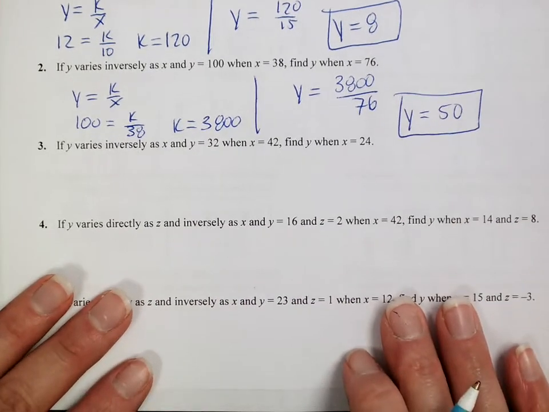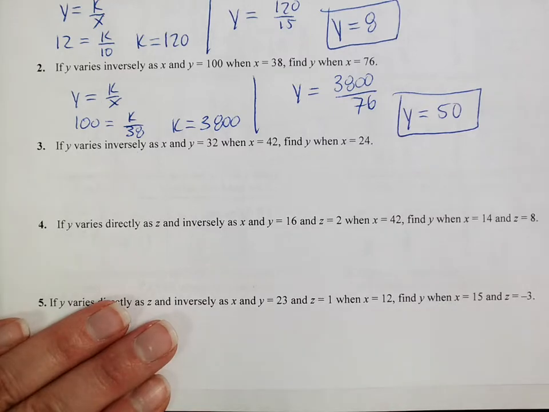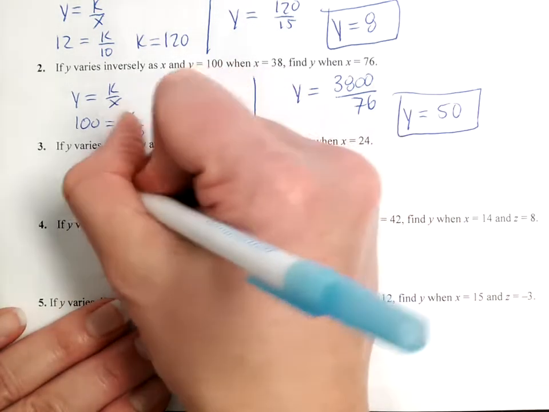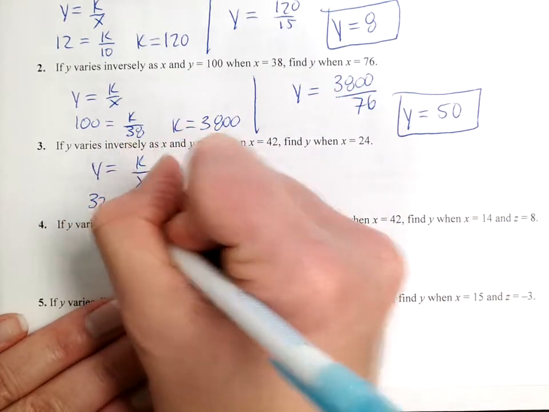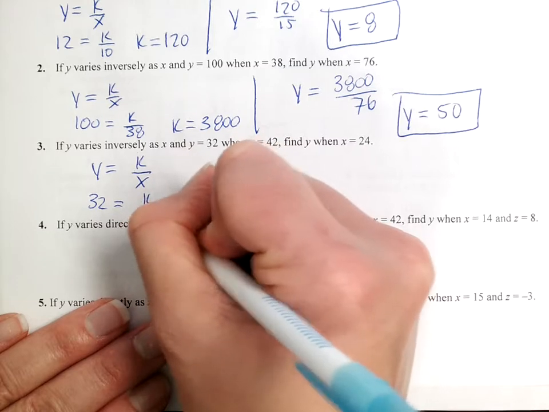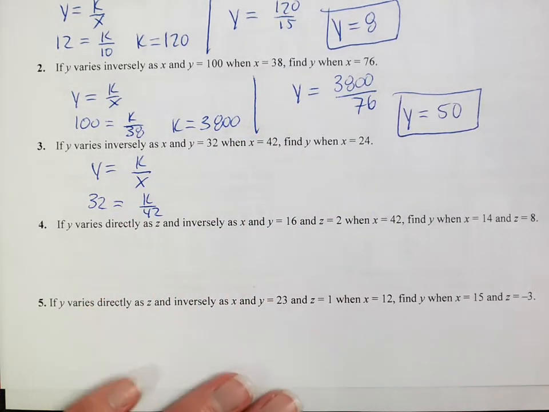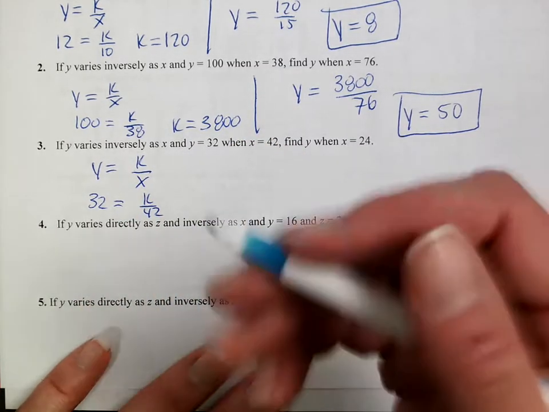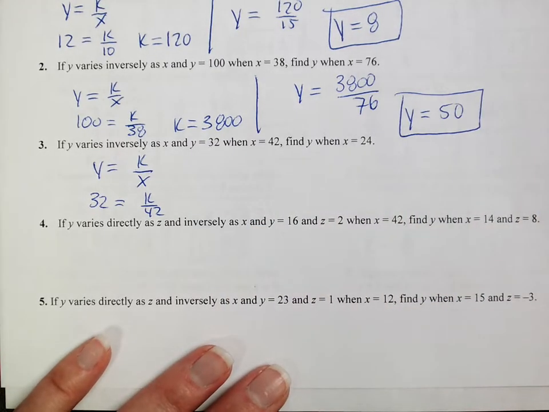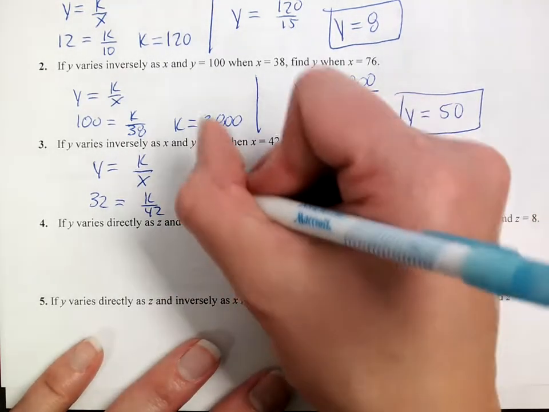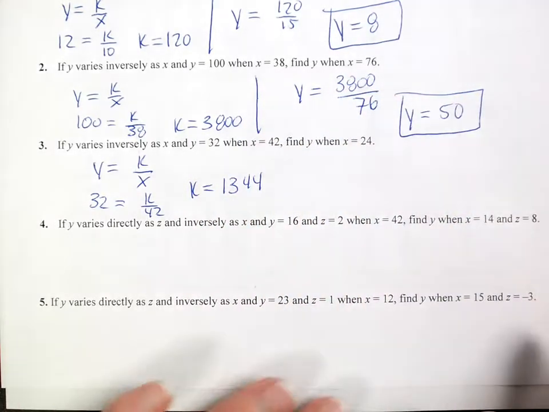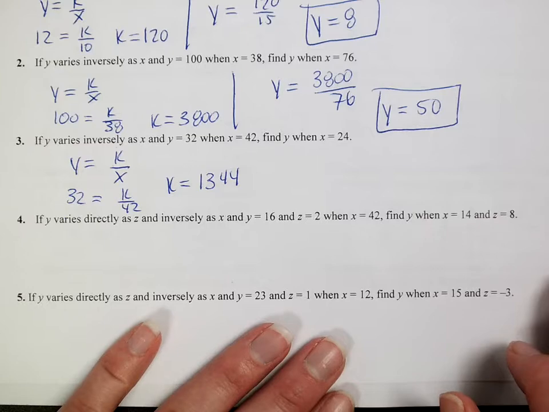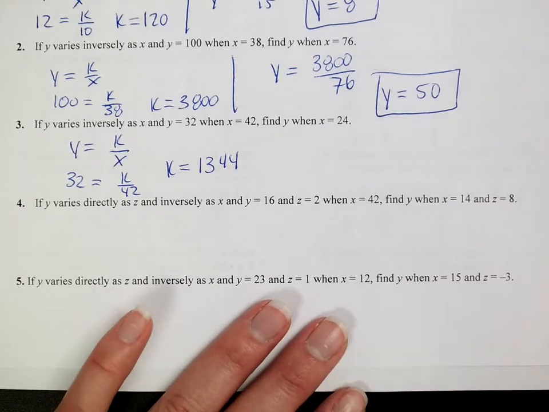So same thing in the next one, except it just changes a little. No, it doesn't change at all. No, it still doesn't change at all. So that's okay. I'll go ahead and do it. Y equals constant divided by x. Y is 32. X is 42. Yeah, we'll go ahead and do that. 32 times 42 is k equals 1344.